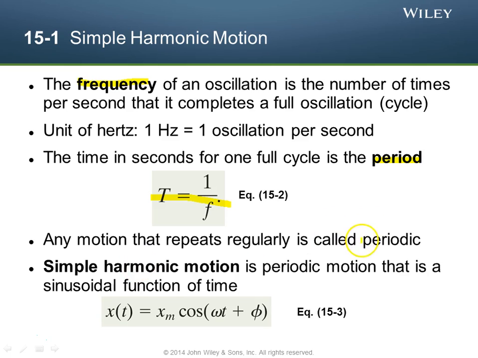We call anything that repeats regularly periodic, and that gives us simple harmonic motion, which is periodic and follows a sinusoidal function. This is the function of the position, where we have the amplitude x sub m, or x max, times the cosine of omega t plus phi. We'll describe what each of these are in a moment.